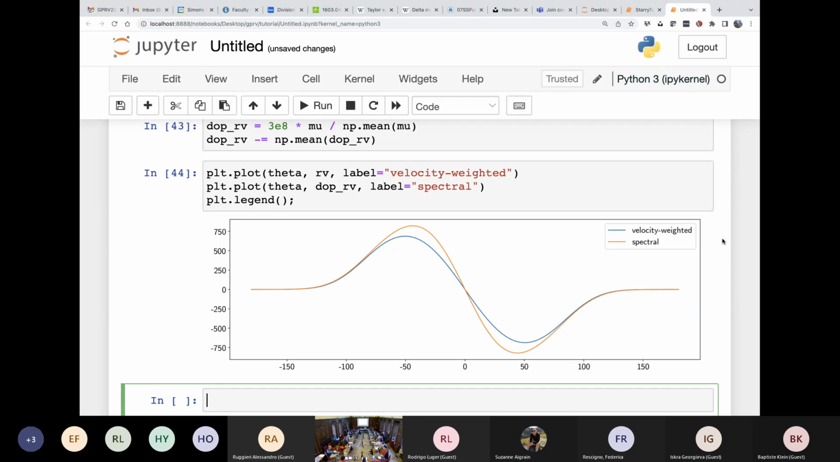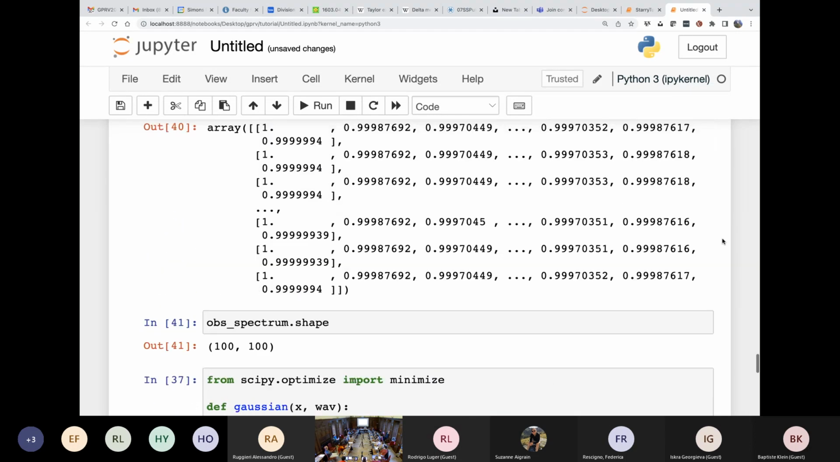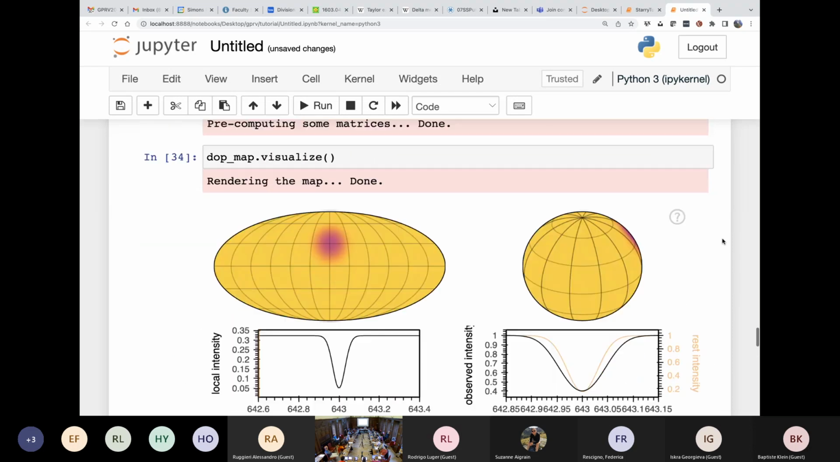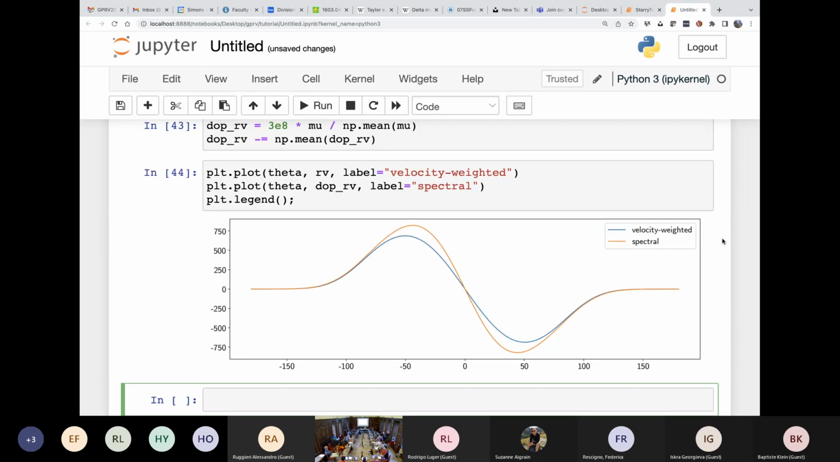That's true. We could do that easily. Can you repeat the comment? The comment was that this blue one, which is velocity weighted, may have the effect of limb darkening because I reran those cells. Yeah, the orange one does not. But even if it didn't have the effect of limb darkening, these still would be slightly different because the line shape isn't Gaussian.